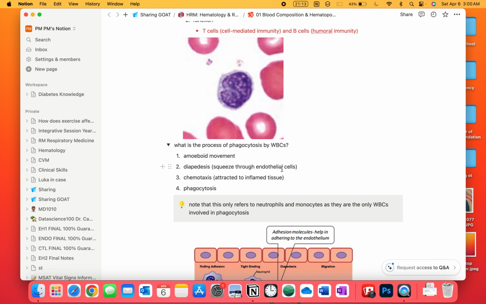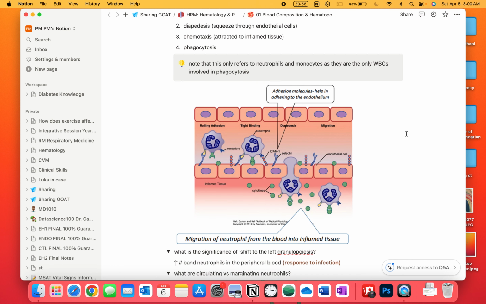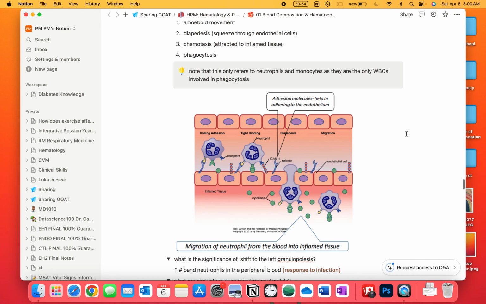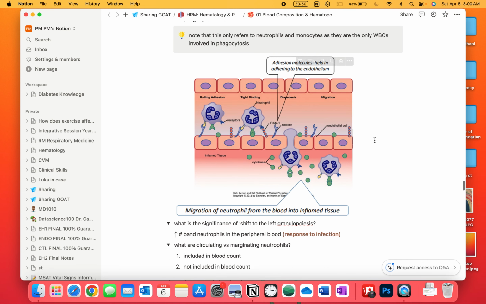What's the process of phagocytosis by white blood cells? Ameboid movement, diapedesis, chemotaxis, phagocytosis. It's going to move around, it's going to squeeze through the endothelial cell. Chemotaxis, attracted to the tissue. Phagocytosis, destroy the tissue. And again, this is only by neutrophils and monocytes.